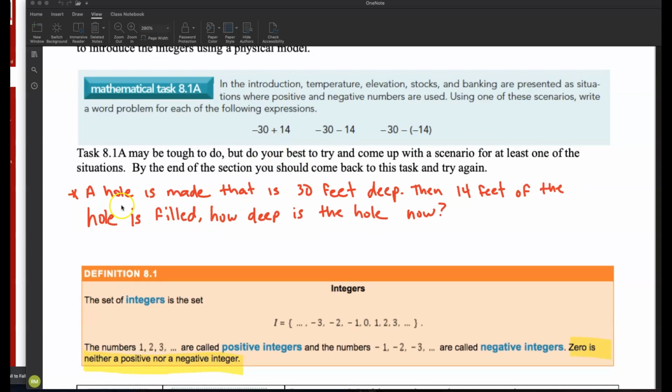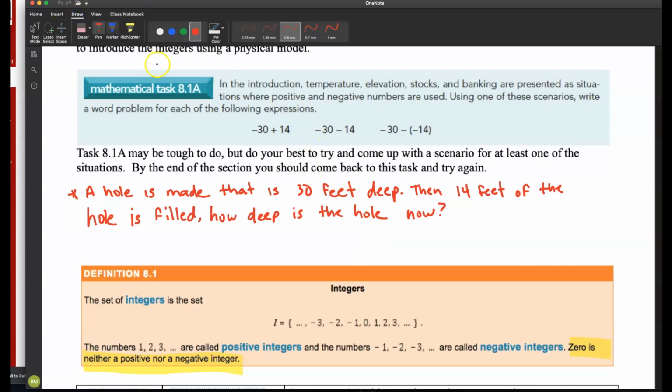And so I came up with one here. A hole is made that is 30 feet deep. Then 14 feet of the hole is filled up. How deep is the hole now? And so which one of those do you think matches up? I'll give you a couple seconds. You can pause and think about it.